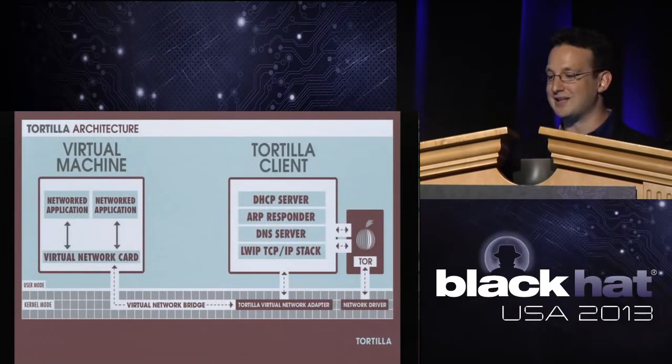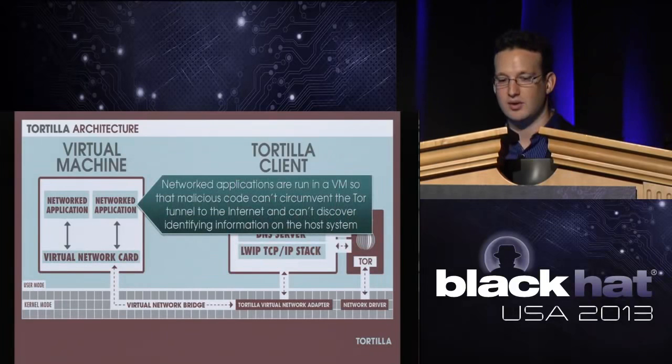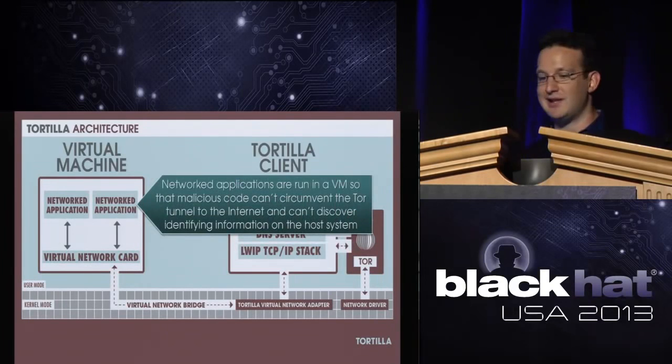Tortilla consists of two components: the Tortilla client, which runs in user mode on the host Windows system, and the Tortilla adapter, which runs in kernel mode. Networked applications are run in a virtual machine so that malicious code can't circumvent the Tor tunnel to the internet and can't discover identifying information on the host system.